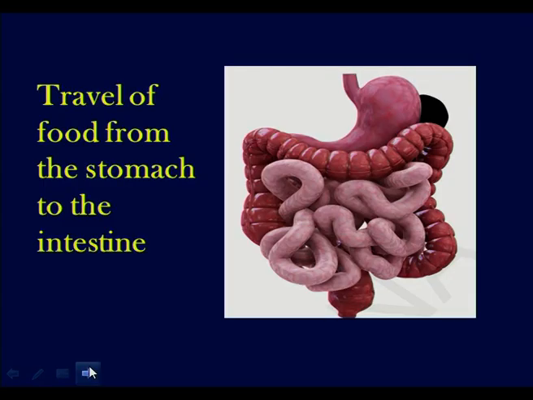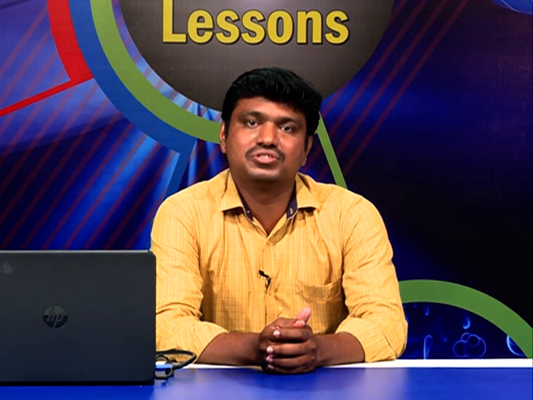Travel of food from the stomach to the intestine. Entry of chyme into the duodenum. The small intestine meanwhile receives the bile juice from the liver, pancreatic juice from the pancreas, and the intestinal glands that are present in the wall of the small intestine also secrete intestinal juices. So, the chyme is thoroughly mixed with all these juices and its acidic nature is converted into an alkaline medium.